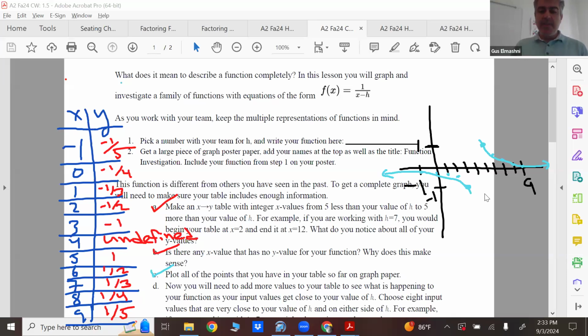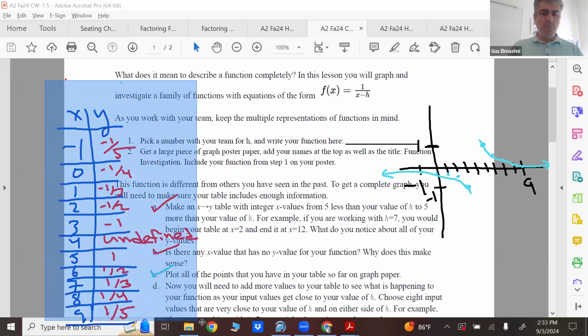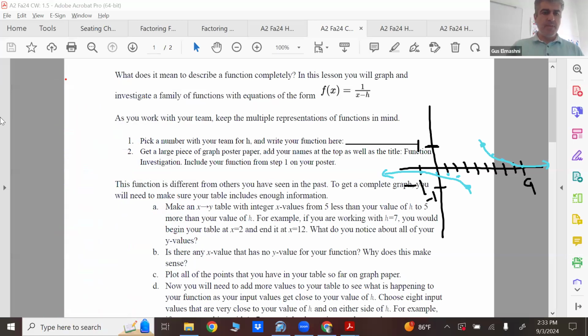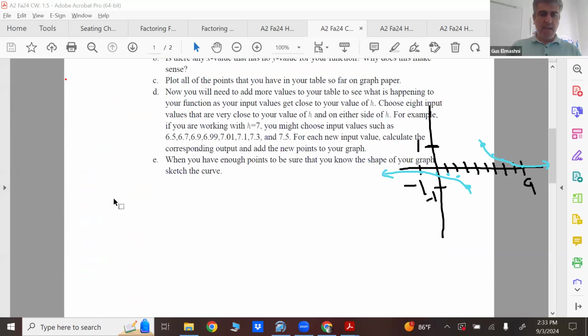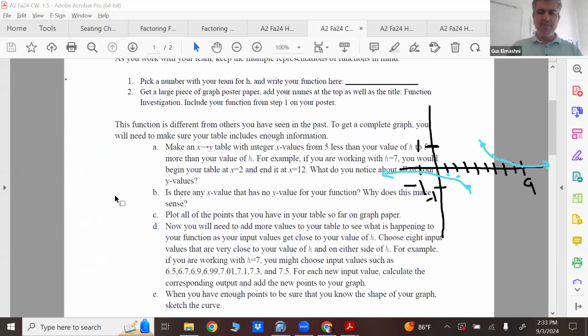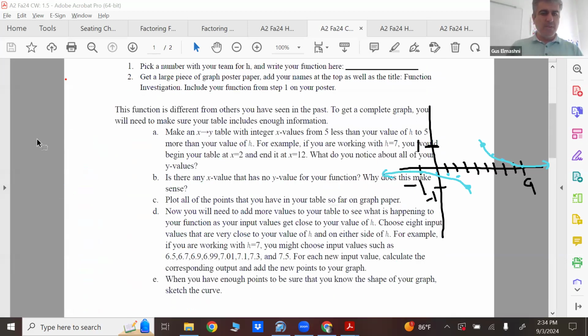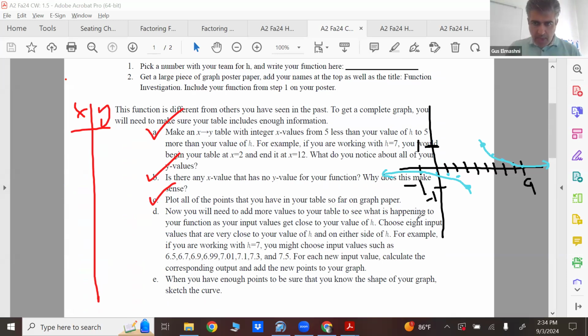Okay, that's interesting. Now, I'm going to get rid of this table because we're done with it. But we're going to make another table, so you might need to find some more space. Hopefully you guys got space at the bottom. Okay, you guys are good. All right, so let's make a new table. Part D is instructing us to come up with 8 more values that are very close to whatever h is.